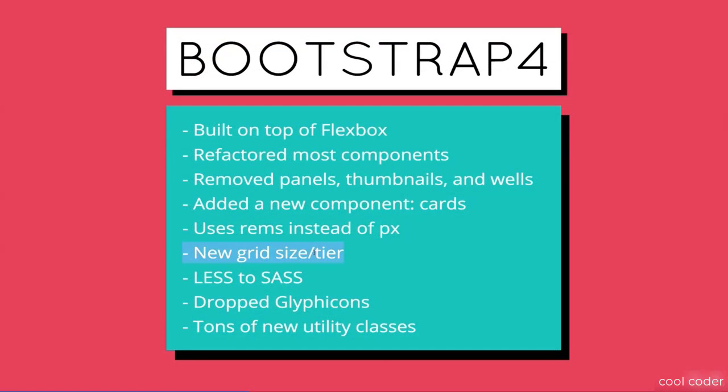Next up, there's a new grid size, or tier. So within Bootstrap, there are different screen sizes, different breakpoints that everything sort of hinges around. And there's been a new extra small size added in for basically portrait mode on your phone. Now, if you know Bootstrap 3, there was an extra small size in Bootstrap 3, but now the extra small has been shifted down further, and there's now extra small, small, medium, large, and extra large. Anyway, getting ahead of myself.